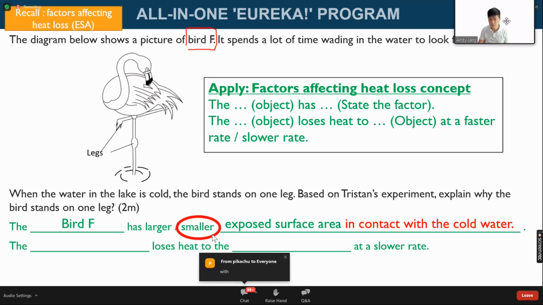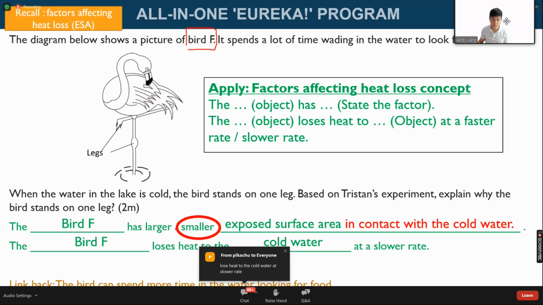Next one, exposed surface area in contact with the cold water. Remember, linking back to the question is extremely important. After that, we will talk about bird F again, the legs of bird F. Some of you tell me, the legs of bird F lose heat to where? Is it always the surrounding? No, right? It's the cold water in this example. Or the cooler leg, okay, well done.